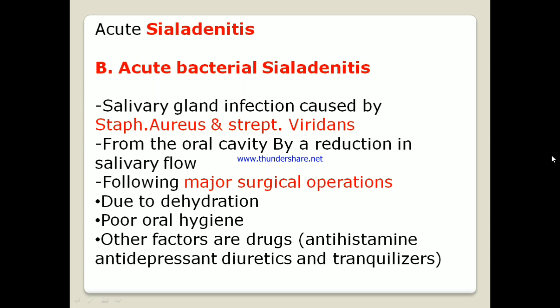Acute sialadenitis. B. Acute bacterial sialadenitis. Salivary gland infection caused by Staph aureus and Strep viridans from the oral cavity, favored by a reduction in salivary flow following major surgical operations, due to dehydration, and poor oral hygiene. Other factors are drugs: antihistamines, antidepressants, diuretics, and tranquilizers.